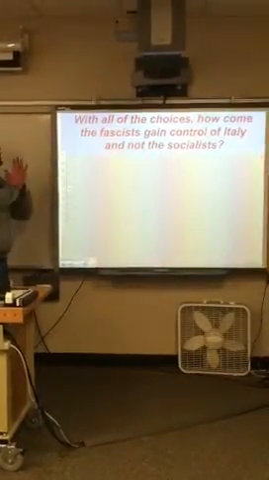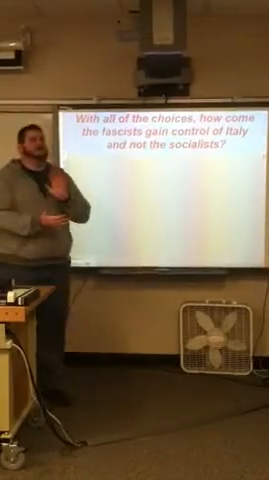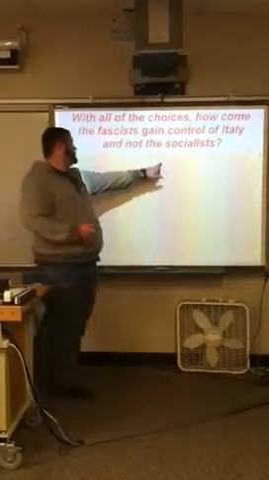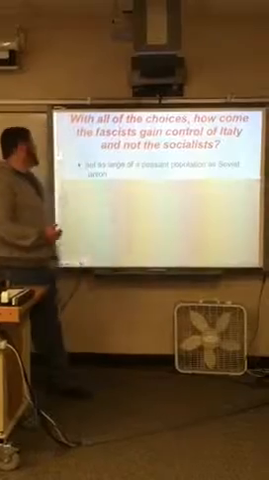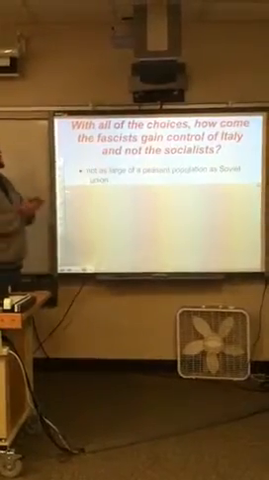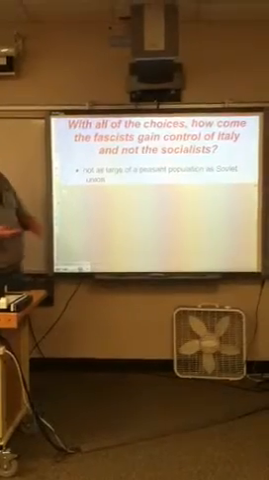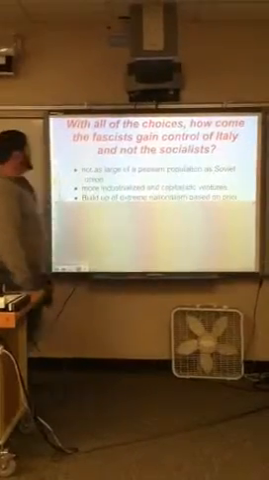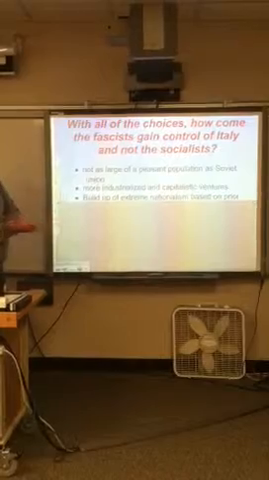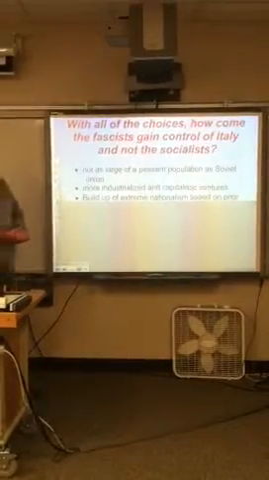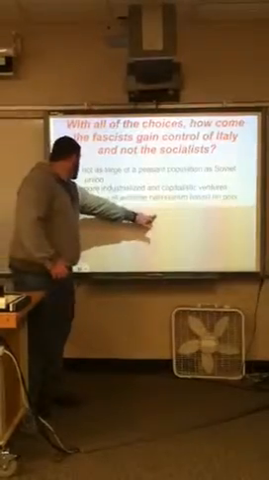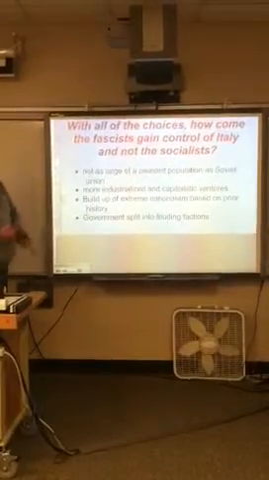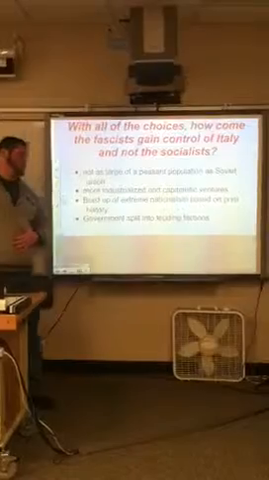Okay, with all the choices, how come the fascists gained control in Italy and not socialists? Why do you think, Mr. Crosby? Because Mussolini had a lot of power. Mussolini had a lot of power. One reason is Italy did not have as large of a peasant population as the Soviet Union. So they didn't have a big population, so they didn't have a big pool. Next two things. Italy was more industrialized and capitalistic, and they built up extreme nationalism based on prior history. And the government split into feuding factions.